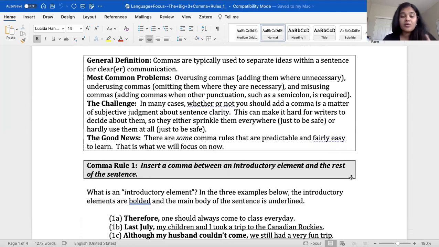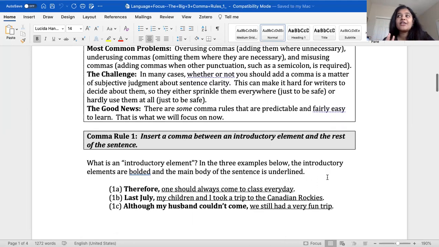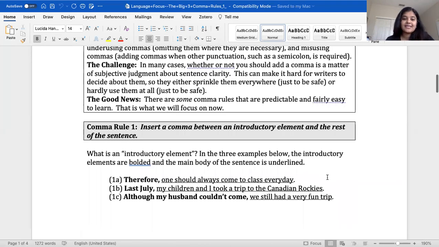So, comma rule number 1: insert a comma between an introductory element and the rest of the sentence. And when I say sentence, I am thinking of an independent clause with a subject and a predicate, okay? So what is an introductory element? In the 3 examples below, the introductory elements are bolded and the main body of the sentence is underlined.